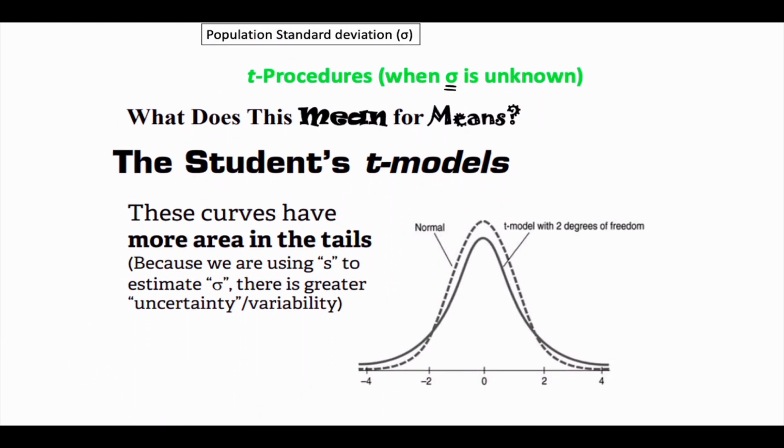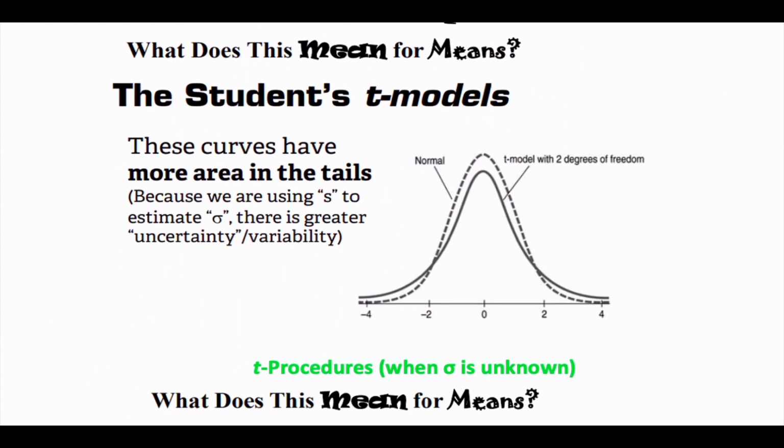When population standard deviation is unknown. So what does this mean for means? Well, it comes from Student's T model. There was a guy, his last name was Student. Okay? Don't ask me why. That's why it's capital S for Student, because it's actually a person's name. And they discovered what we're going to talk about here. So they call it Student's T models. Most of the time, we'll just call it T. I don't really call it Student's T models. I just call it T.